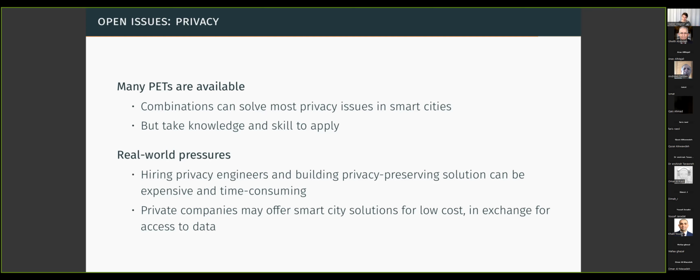Finding a privacy engineer can be difficult. Maybe hiring one will be expensive. Maybe building a privacy-preserving solution would be more expensive, would take more time than a non-privacy preserving one. And the flip side of that is that private companies might offer smart city solutions for very low cost that can do amazing things in exchange for just slightly access to the user data. And given this situation, the financial situation that many cities are in, it's clear why the offer from private companies sounds really attractive.